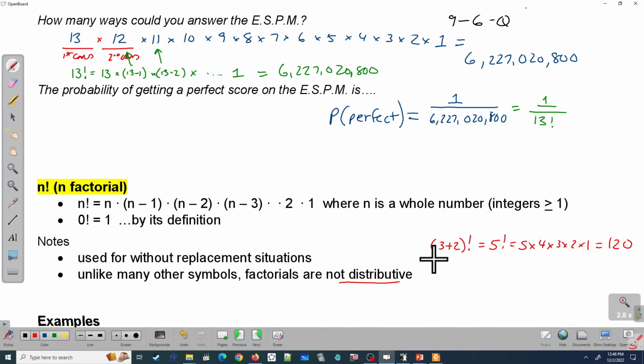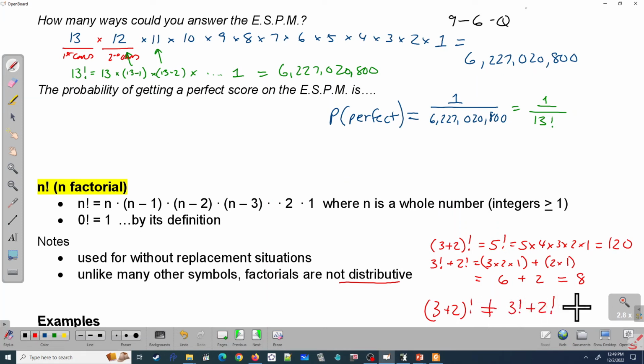Well, this is not distributive, because if you actually had gone 3 factorial plus 2 factorial, you would be going 3 times 2 times 1, and then you'd be adding 2 times 1. Well, that happens to be 6, that happens to be 2, and that would work out to be, in this particular case, 8. And that wouldn't make any sense whatsoever in this problem. So what I'm saying is, don't assume this equaled that, because it doesn't. And so don't do that.